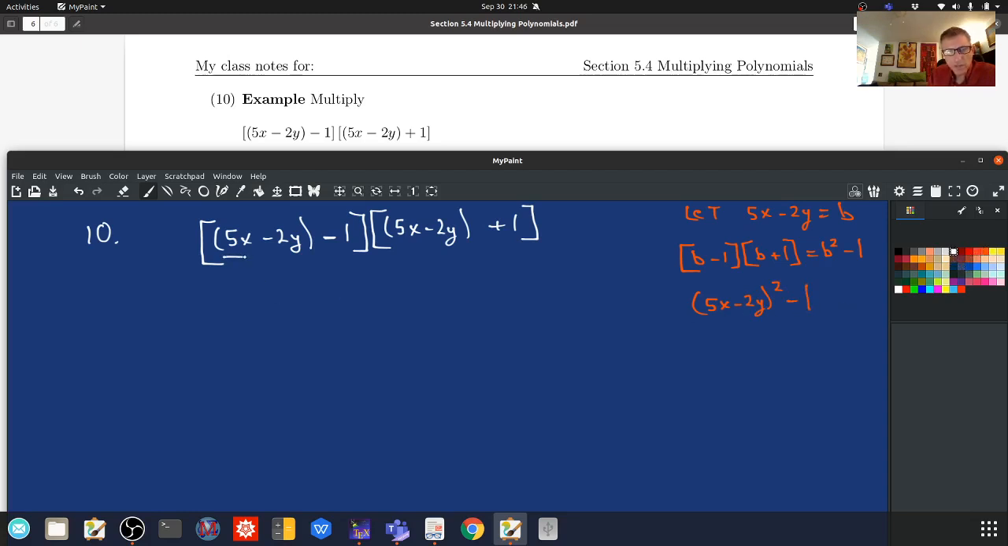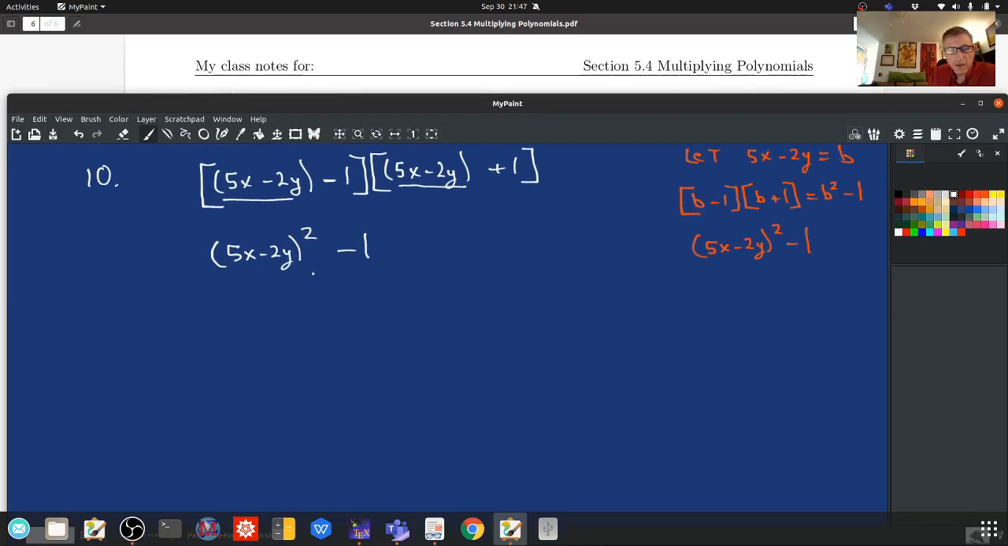I'm going to notice that these are my first terms. And then my second terms differ only by a minus sign. So it's my first term squared minus 1 times plus 1 is minus 1. But I'm not done yet. Now I get to use another special product, the special product of squaring.